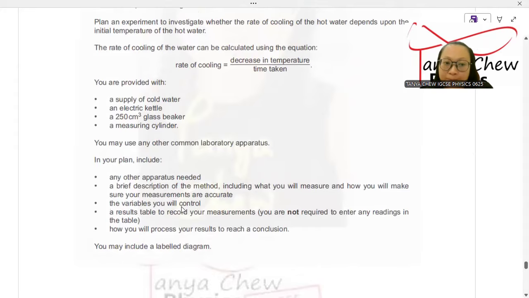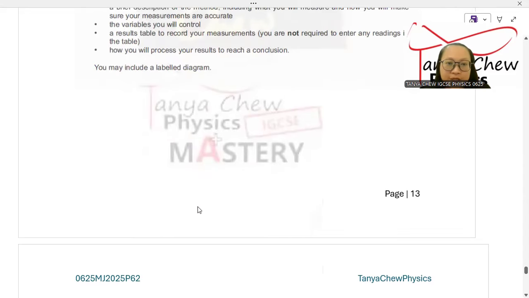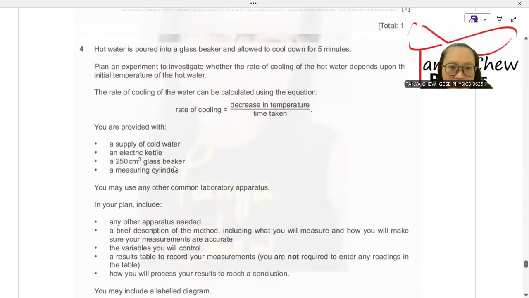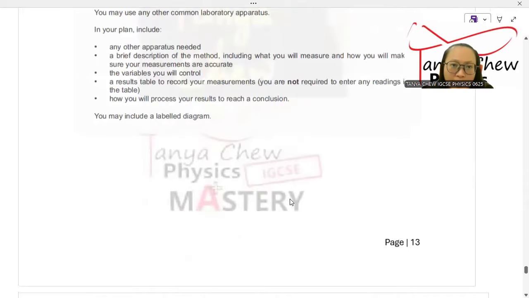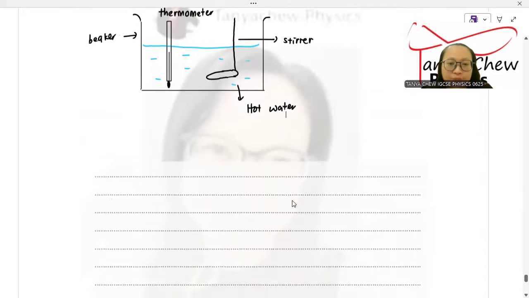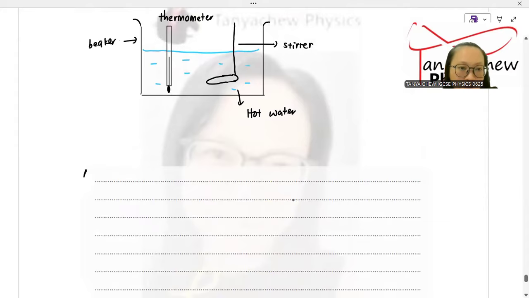So now my plan, I am going to include any other apparatus needed here. They didn't provide me with a thermometer. I need a thermometer, and for the rate of cooling I need the time taken. So I need a stopwatch, right? Additional apparatus, okay. Or I write here, additional apparatus.